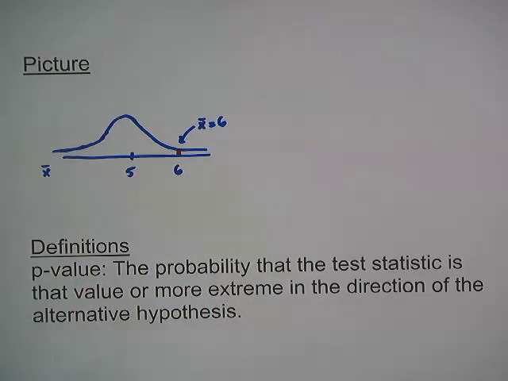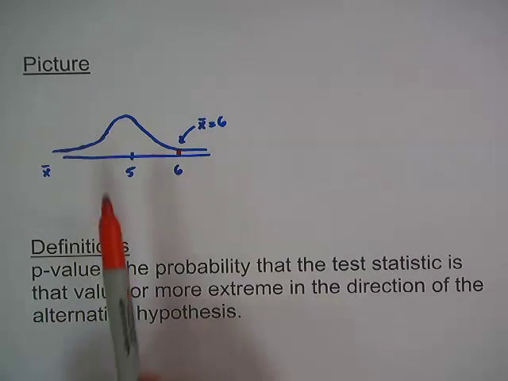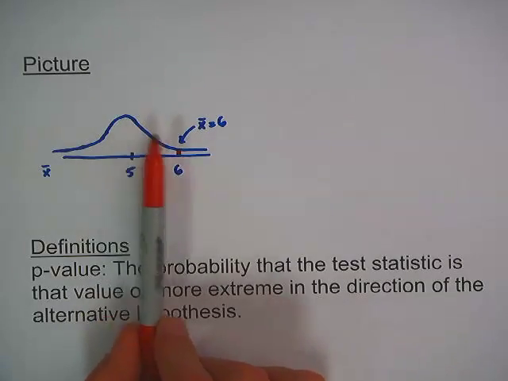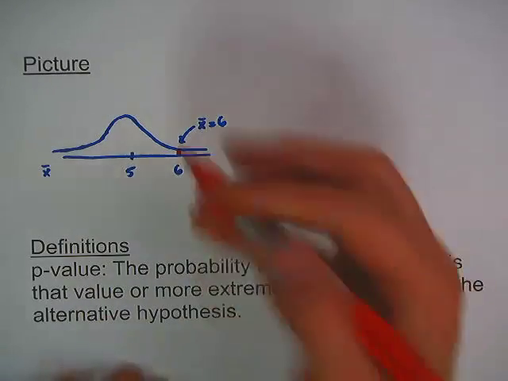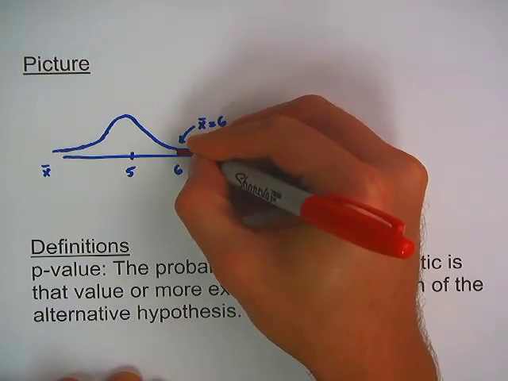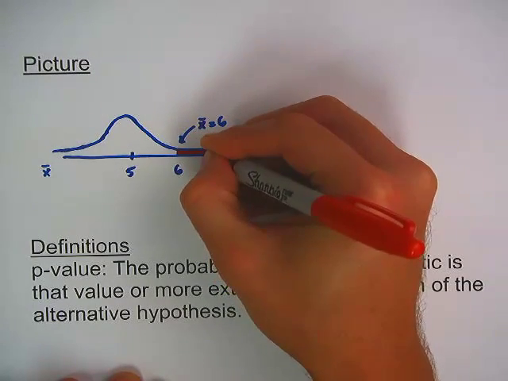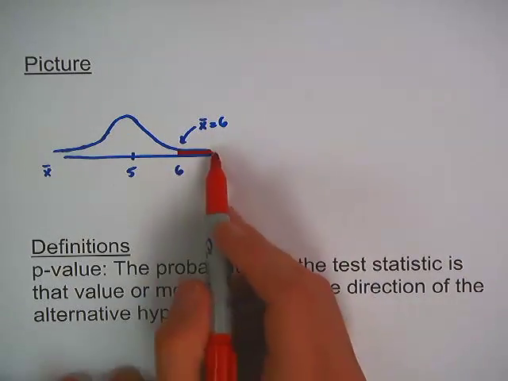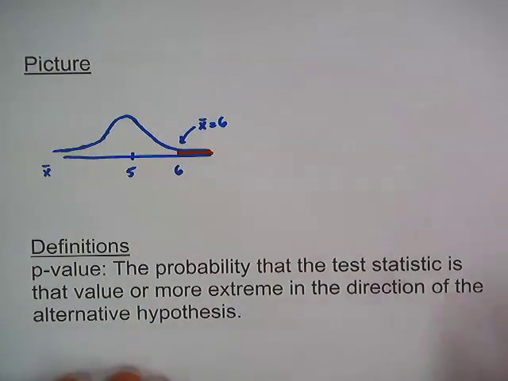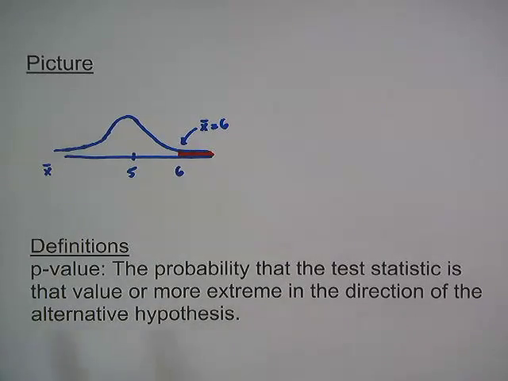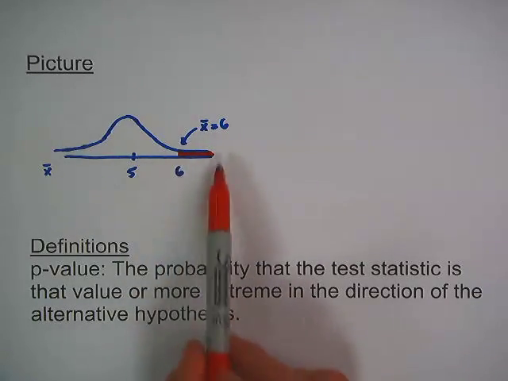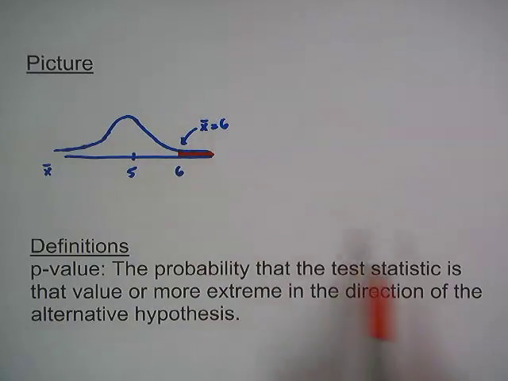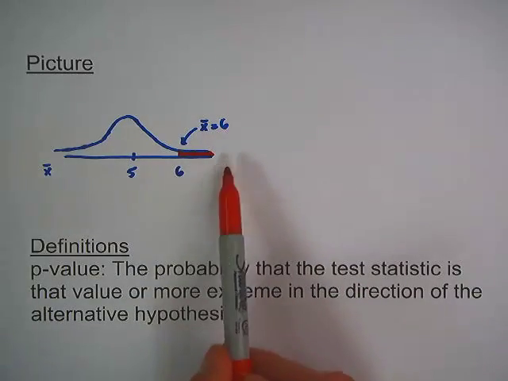Further, a p-value is the probability that the test statistic is that value or more extreme in the direction of the alternative hypothesis. Remember, our alternative hypothesis was that mu is greater than 5. If we're talking about probability, we're talking about the area under this curve. So the area of this shaded region would represent the p-value, and that's going to represent the probability of a test statistic of that much or greater.